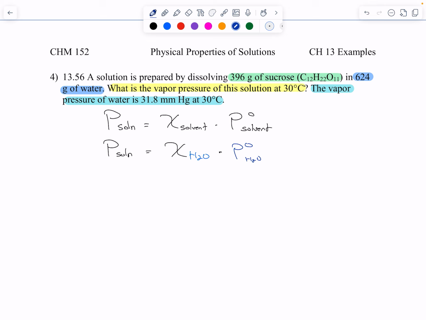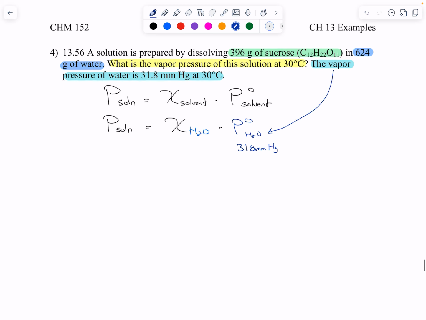So what do we need to know? We need to know the mole fraction of water because we have the vapor pressure of water, which is 31.8 millimeters of mercury. Mole fraction, so we have to go to moles. So I have 396 grams of C12H22O11.